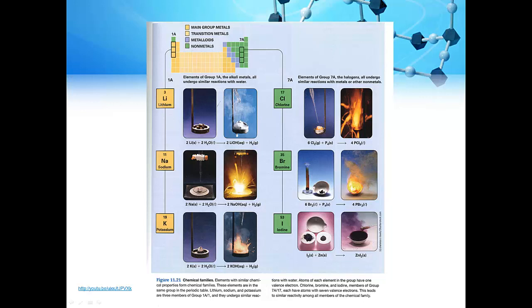Chlorine and bromine and iodine also have similar properties as well. We can discuss why this is later on, but for the moment the important part is that elements that are above or below each other on the periodic table, in the same group, in other words the same column, are going to have similar reactivity.